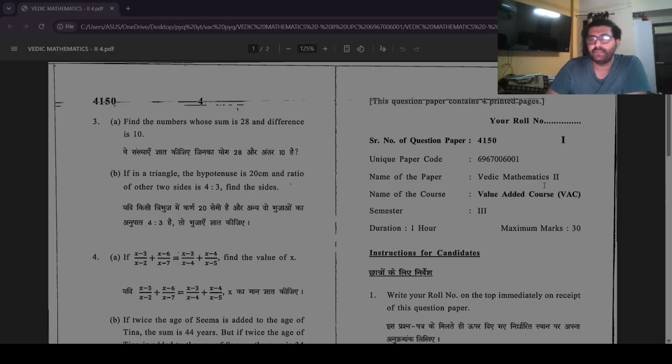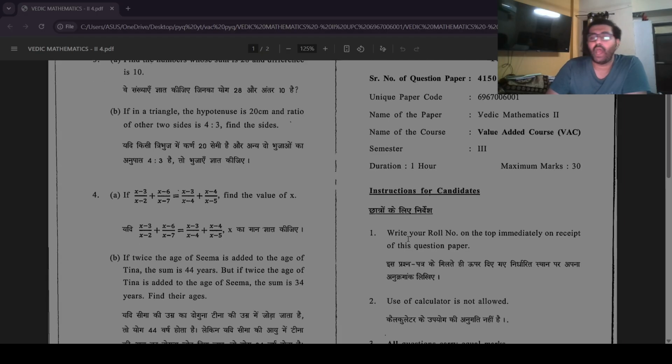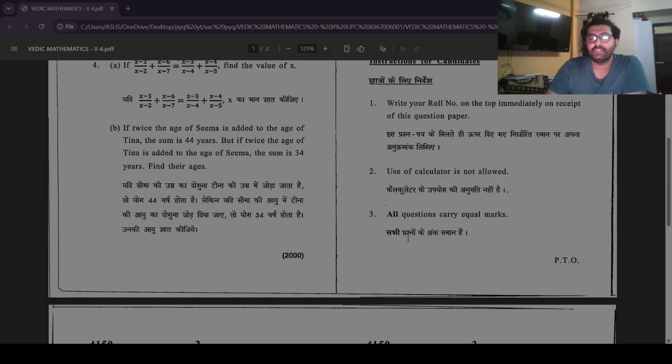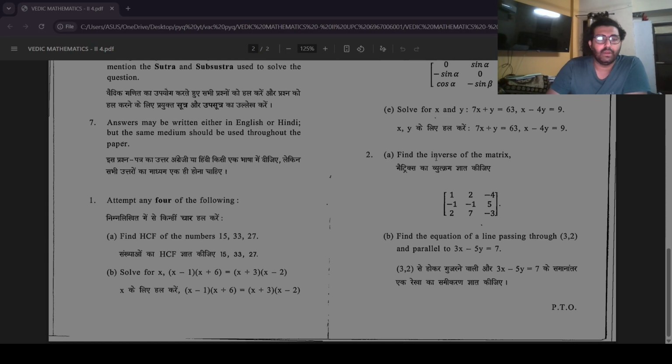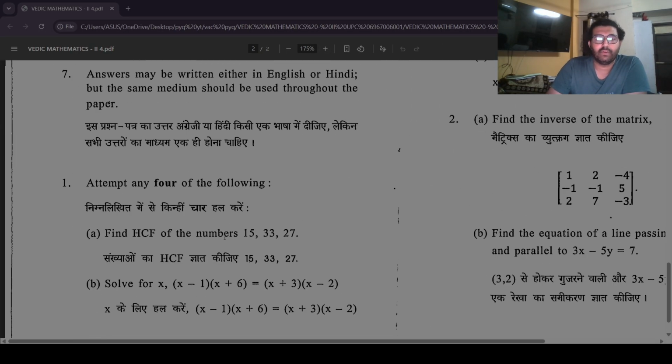Name of the paper is Vedic Maths 2. It's a VAC course. It's for semester 1 to 4. The maximum duration is 1 hour and maximum marks is 30. Guys, remember to read all the instructions before attempting the question paper. Just a second. Let me zoom it for you guys.